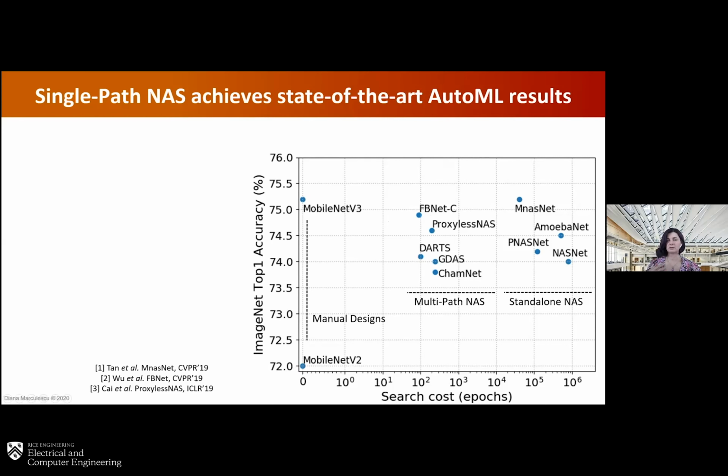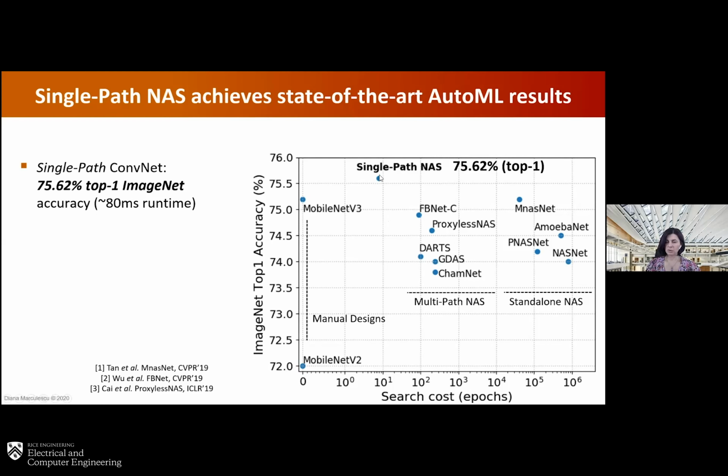Multi-path NAS, which is where our work falls under, are here. So they are better in terms of search cost. Our work turns out to be much more efficient in terms of search cost, and note here that the search cost in epochs is log scale. At the same time, it is able to achieve good ImageNet top 1 accuracy, while also satisfying this 80 millisecond runtime constraint that all of these were able to achieve.